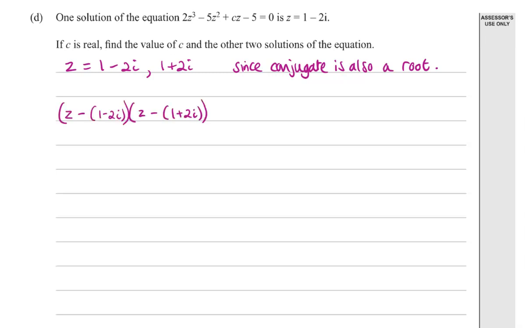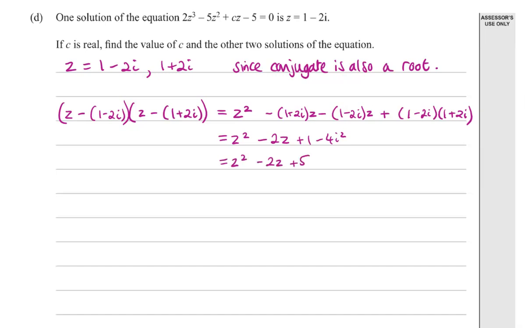Now we can use them as factors by doing z minus each of those roots. Work out what that would be, so expand that out and work through simplifying it. So we end up with z squared minus 2z plus 5. Now we work out what factor would need to go with that z squared. So z squared minus 2z plus 5 is a factor of the equation.